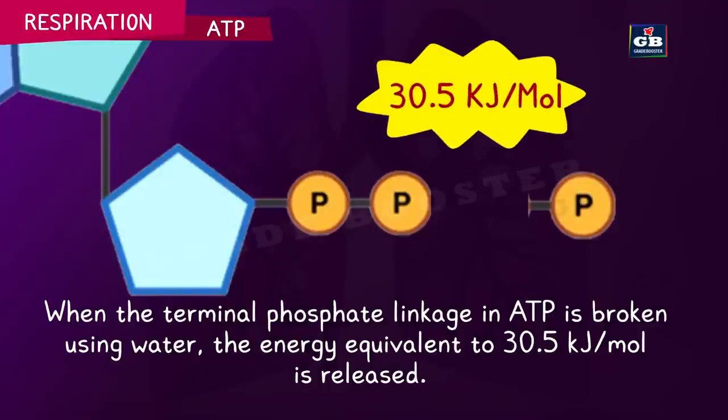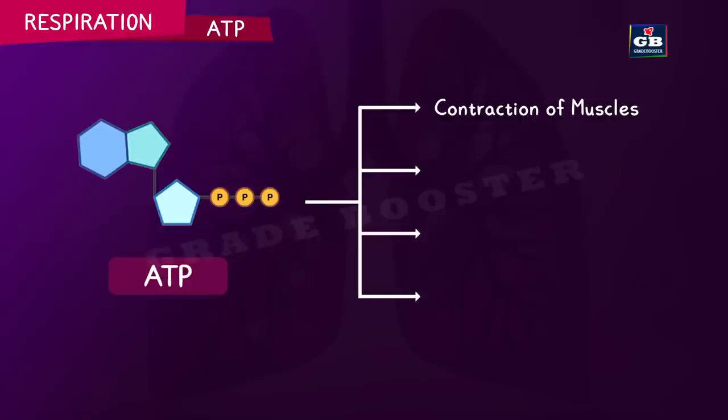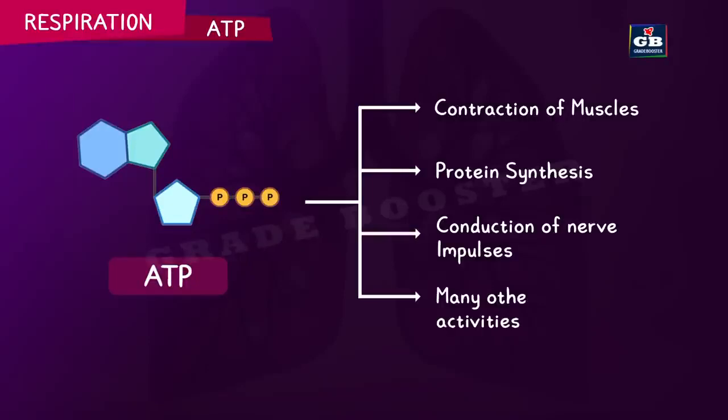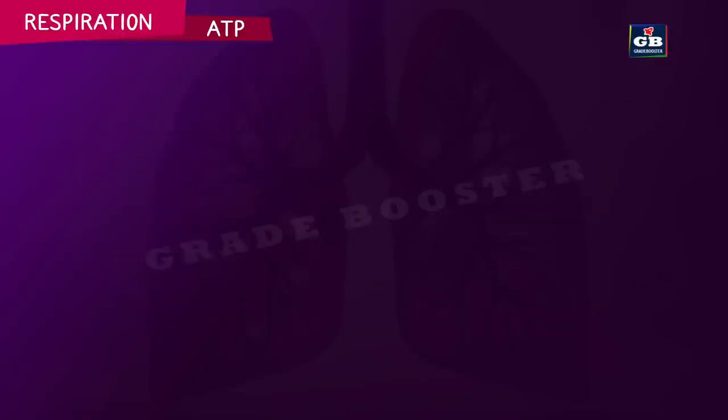When the terminal phosphate linkage in ATP is broken using water, the energy equivalent to 30.5 kilojoules per mole is released. This ATP molecule serves as the primary source of energy for various cellular activities. ATP can be used in the cells for the contraction of muscles, protein synthesis, conduction of nerve impulses, and for many other activities. For this reason, the ATPs are called as cell currency.